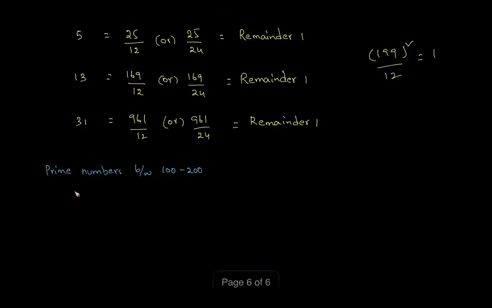Right? We see the prime numbers between 100 and 200. Right? 101, 103, 107, 109. Right? Next 113, 127. Okay, we'll put in an easy way.